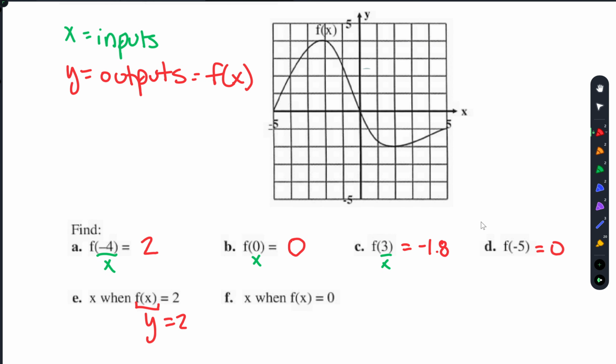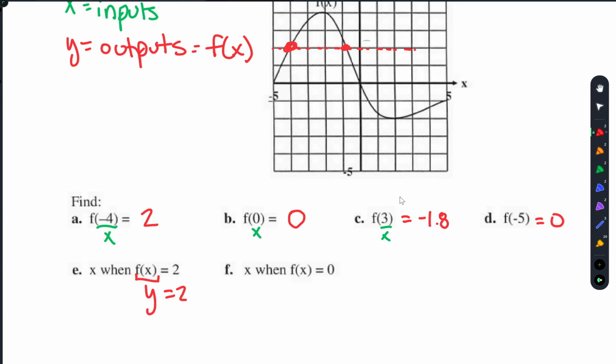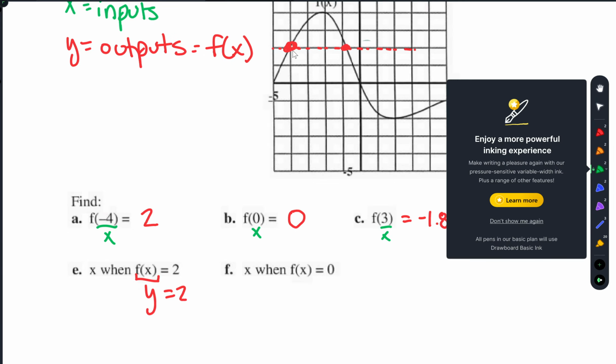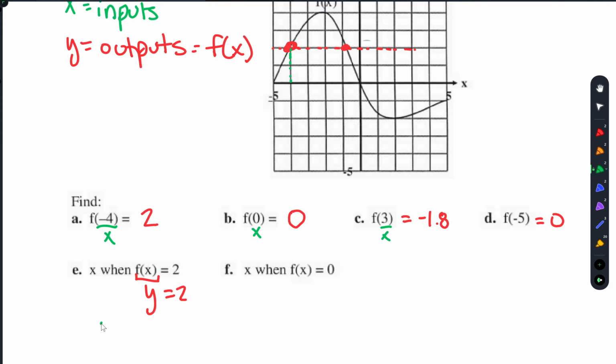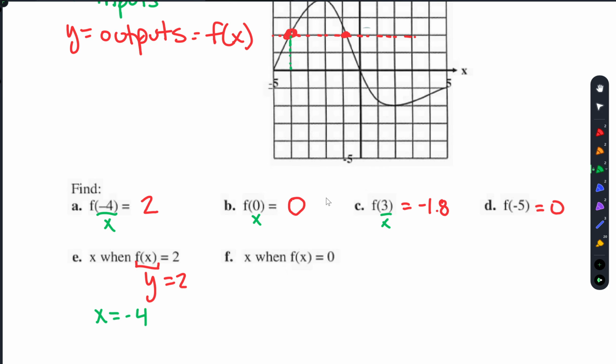So I'm going to look on my y-axis. Y equals 2 right here. Let's see where it crosses my graph. Hopefully you can see it crosses your graph twice. That means I have 2 x values. The first x value is at -4. The second x value is maybe -0.8 or something like that. I don't know, something like that.